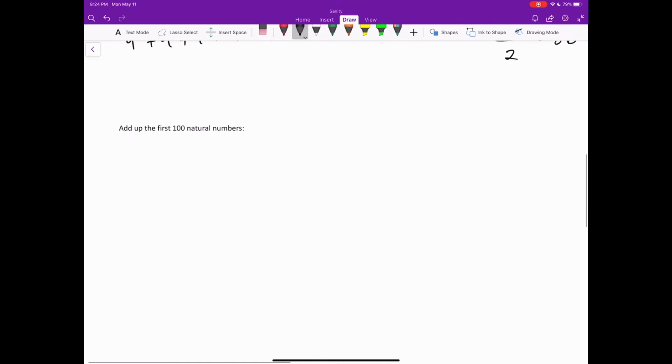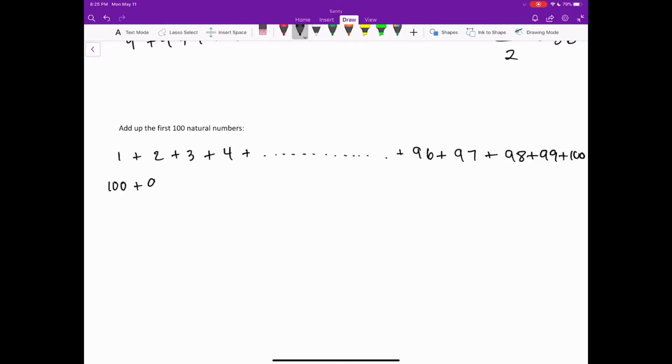So this is what Carl Gauss did. He said 1 plus 2 plus 3 plus 4 plus a whole bunch of numbers in the middle, right? Plus 96 plus 97 plus 98 plus 99 plus 100. And he said, okay, let me write them backwards. So 100 plus 99 plus 98 plus 97, plus a whole bunch of numbers in the middle, right? Plus 5 plus 4 plus 3 plus 2 plus 1.